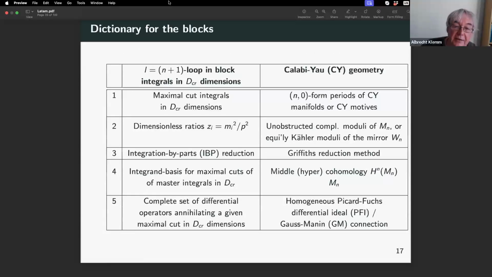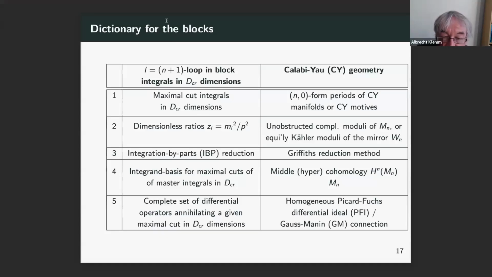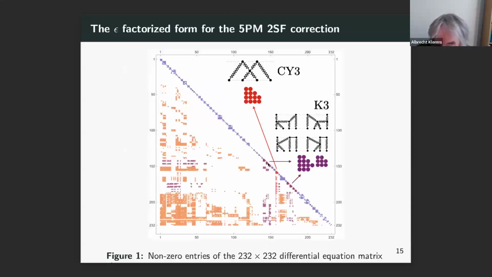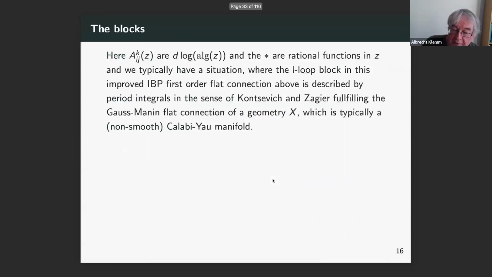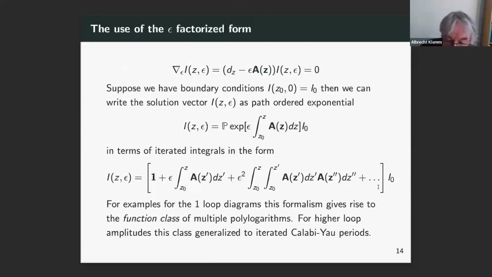So let me make a short summary of what I said so far. These maximal cut integrals are directly related to the Calabi-Yau integrals. Then these dimensional ratios are the complex moduli of the Calabi-Yau periods. The integration by parts is the Griffiths reduction. The integrand basis of the maximal cut integral is the cohomology. And the complete set of differential equations in the critical dimension is this Picard-Fuchs system. And you see these blocks in here. If you want to do the real calculation, you need this homogeneity, you need to do the epsilon deformation, and that's all in this formula, basically. Then you get these iterated Calabi-Yau period integrals.